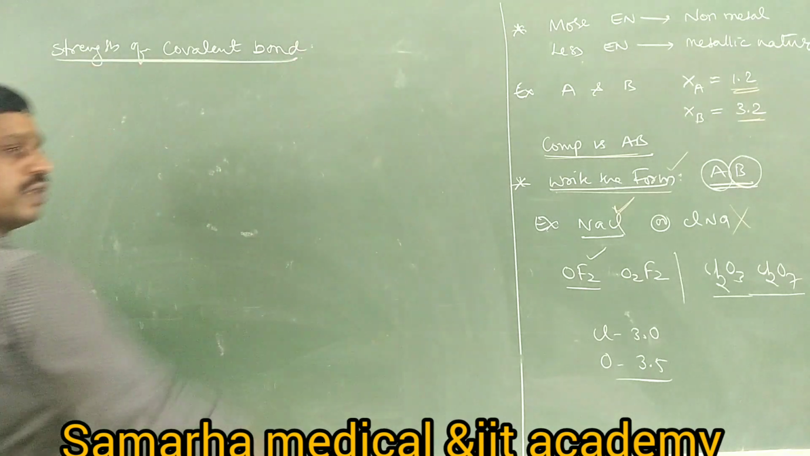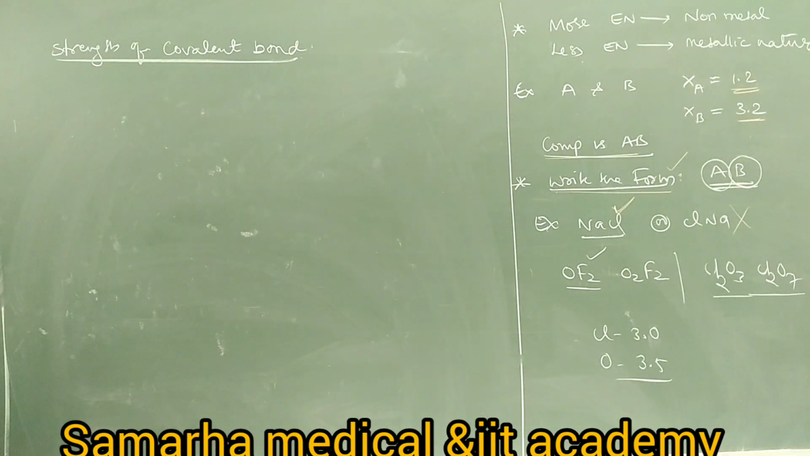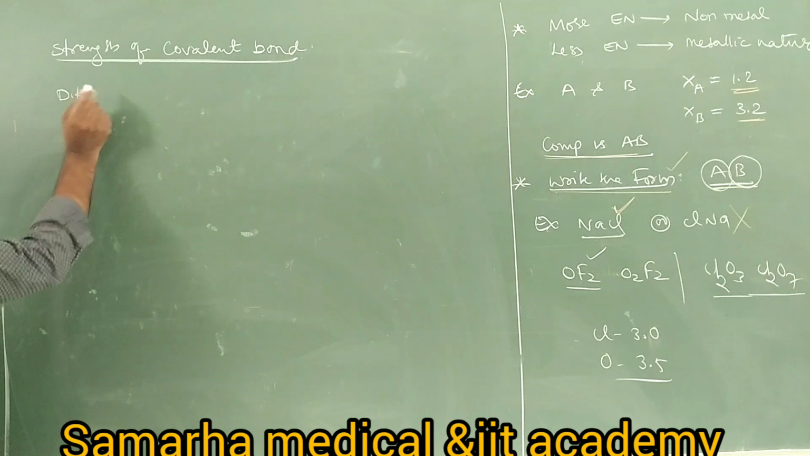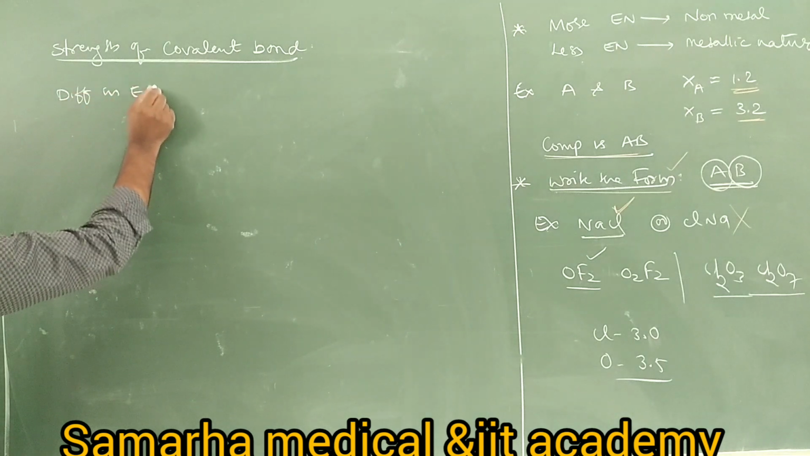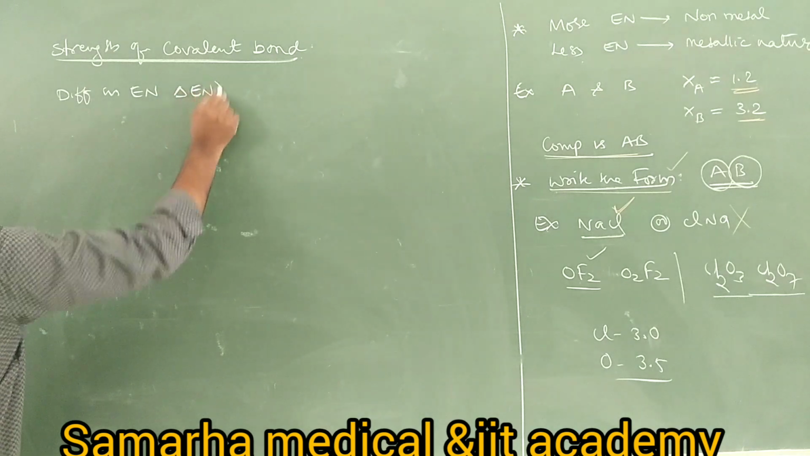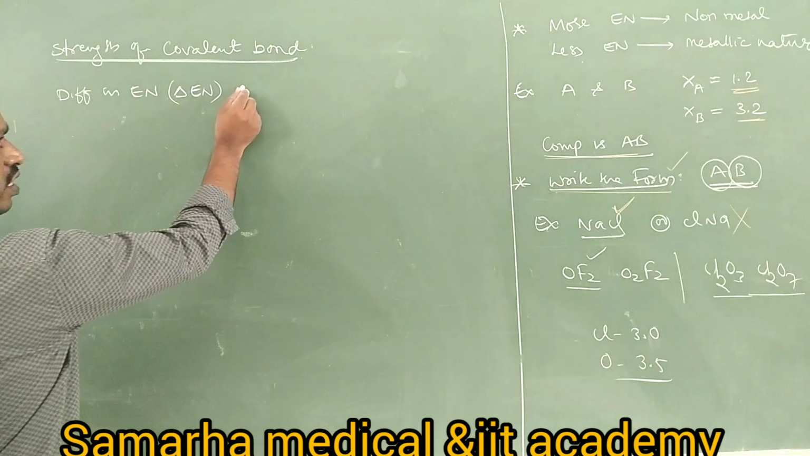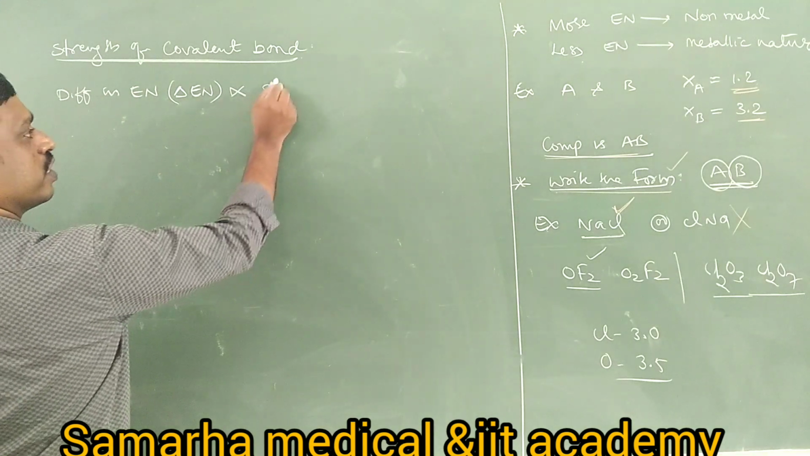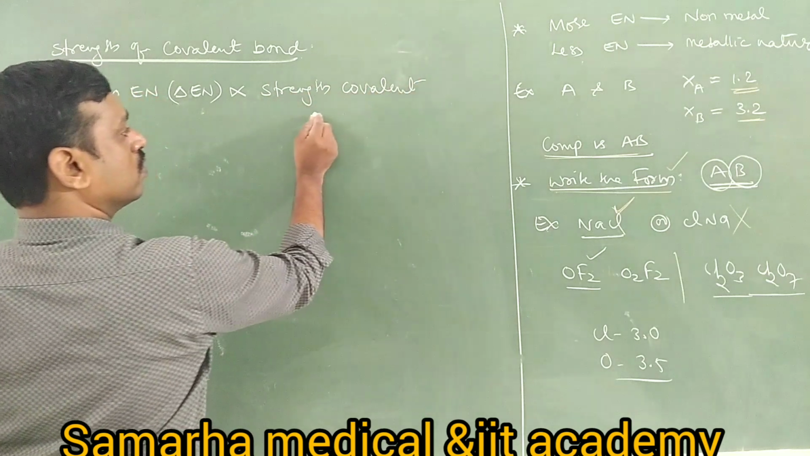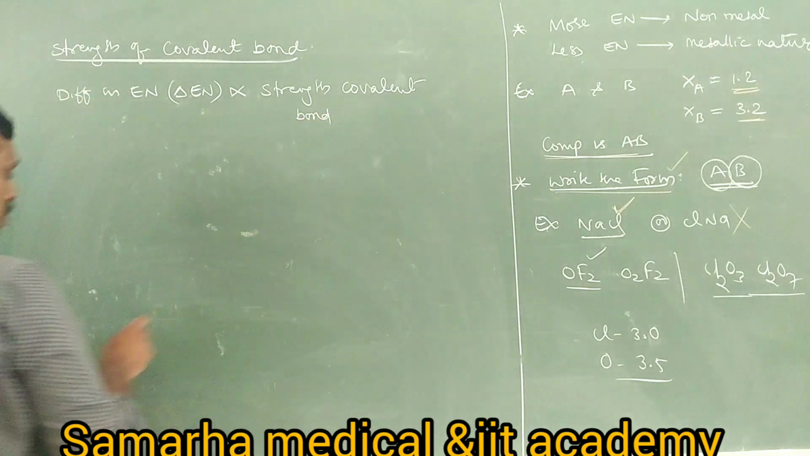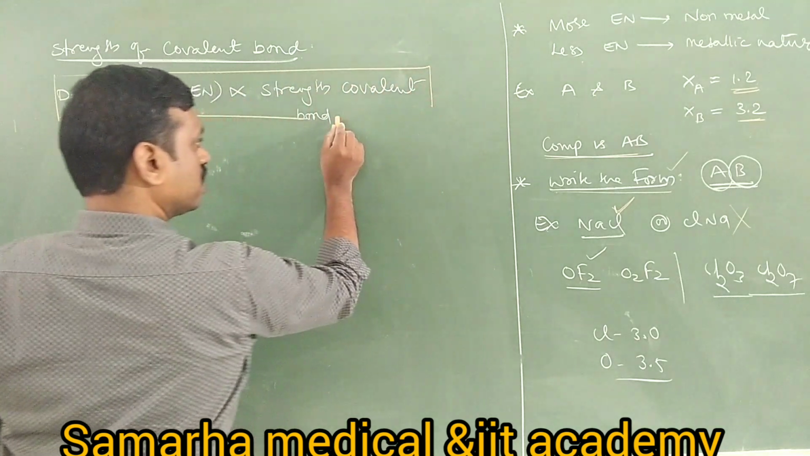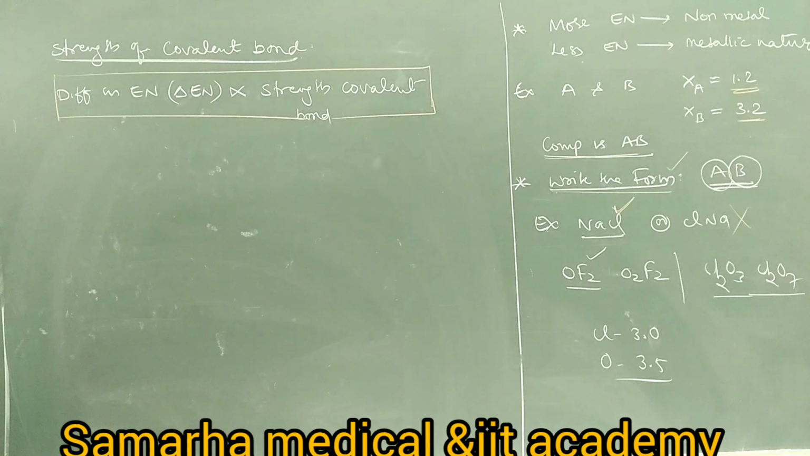Okay. Come on, tell me, how do you know the strength of a covalent bond? It's very simple: the difference in electronegativity, which is written delta EN. Delta EN is directly proportional to the strength of the covalent bond. Yes or no? It means the strength of the covalent bond increases when the difference in electronegativity increases.